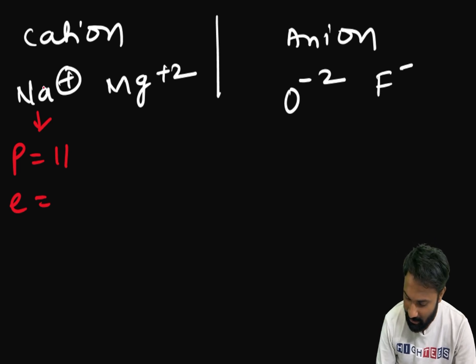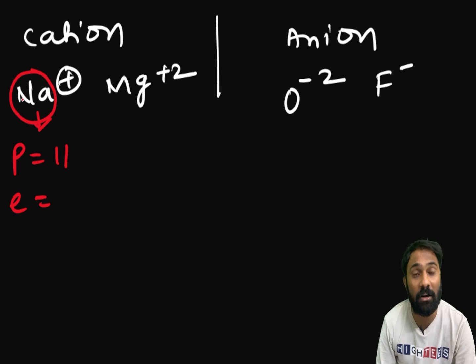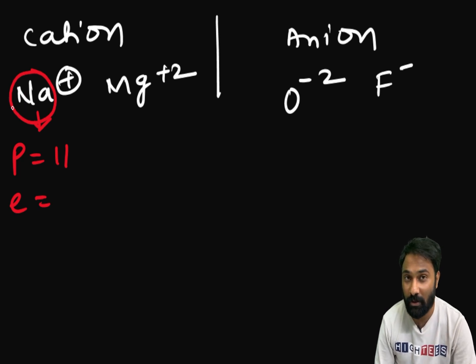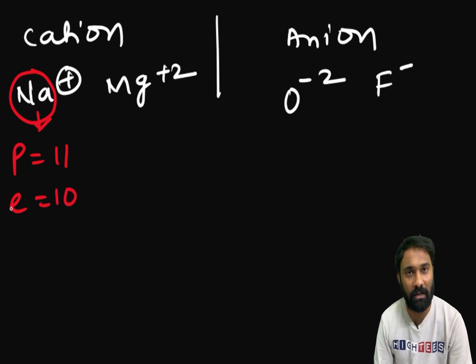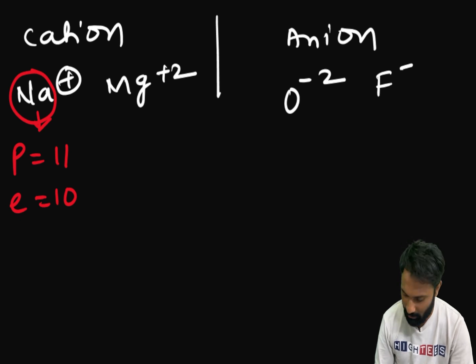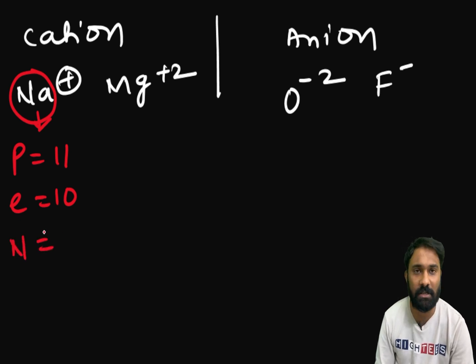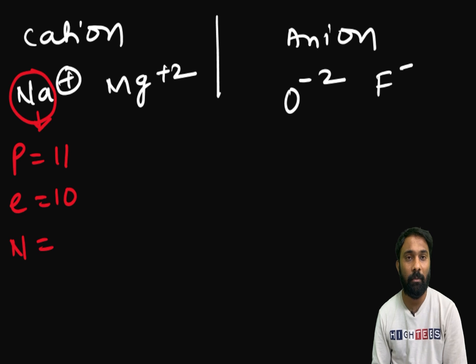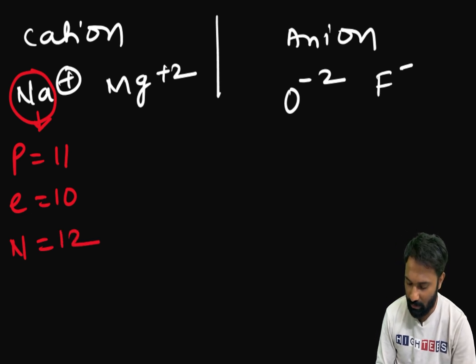Already I said a cation will be formed by the loss of electrons, right? Normally, if the atom is neutral, 11 protons are there, so 11 electrons should be there. But what has happened now? One electron we have removed. So compared to the 11 electrons, one electron lost means the total electrons will be 10. Now the neutrons will be the same: 23 minus 11 will give you 12.